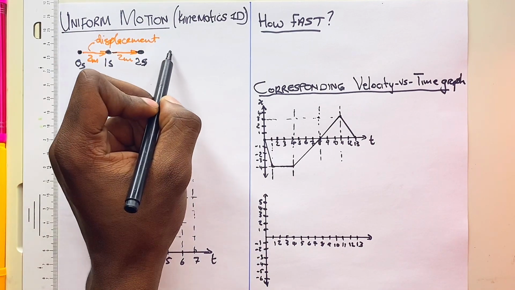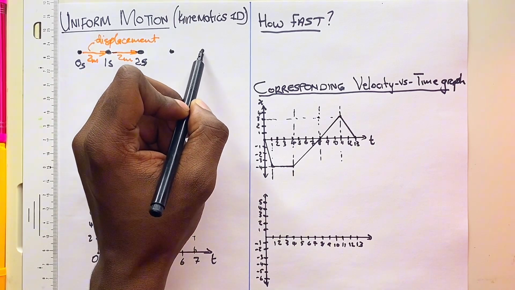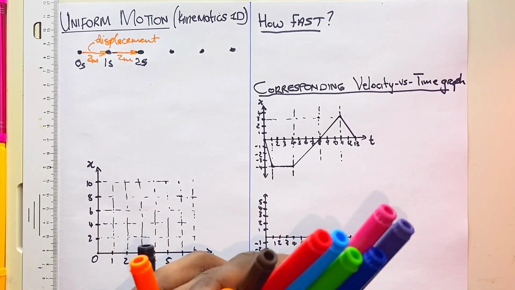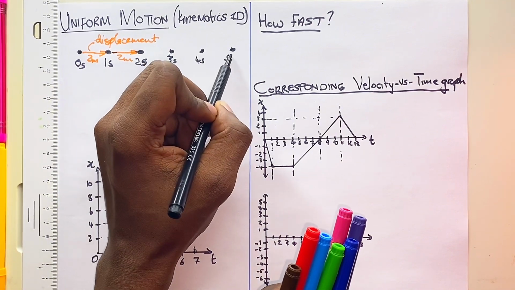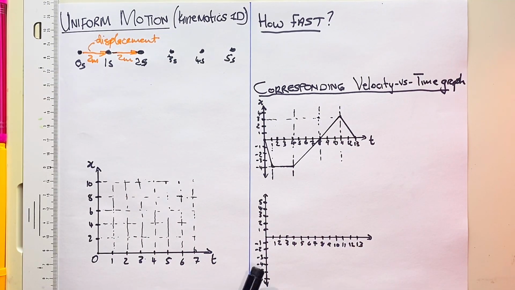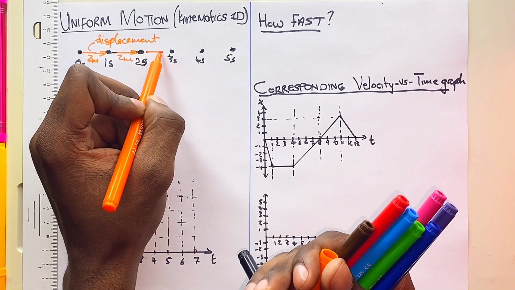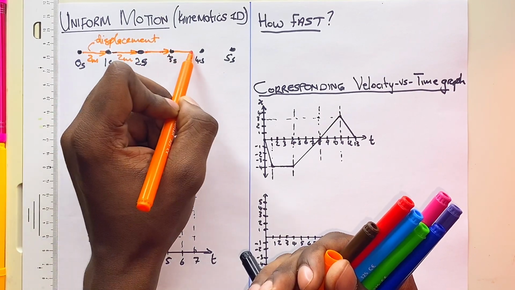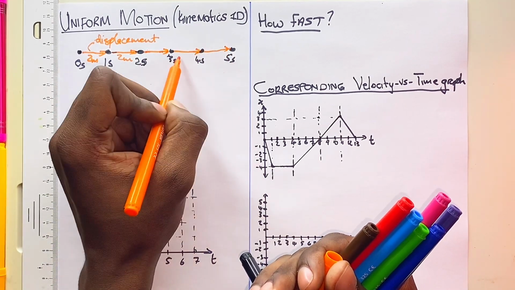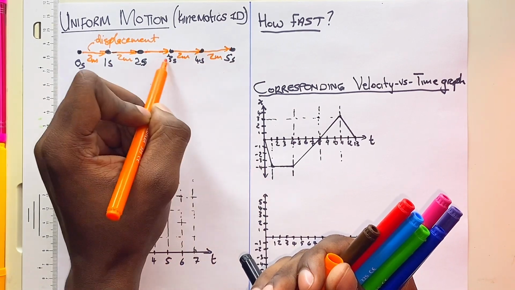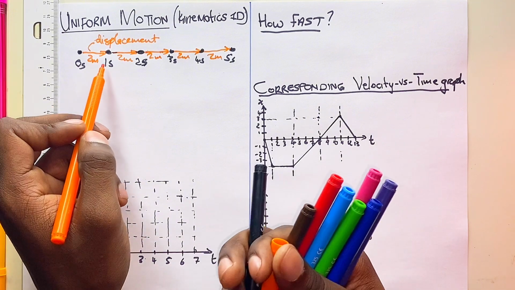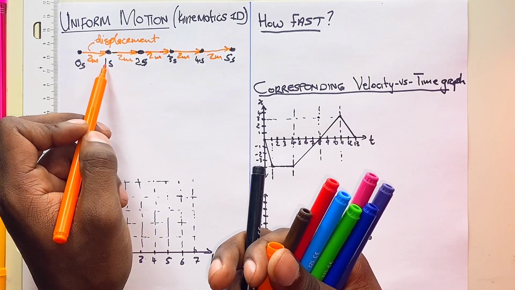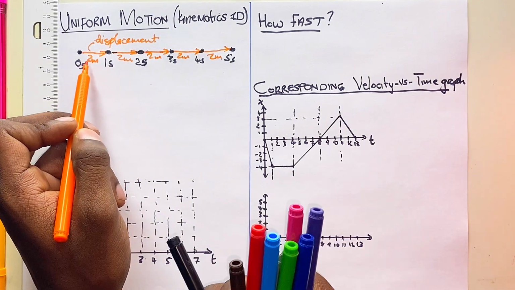And then he keeps moving and moving and moving steady like that. For every second that he moves, we found out that he moved 2 meters. So I draw displacement 2 meters, 2 meters, and 2 meters. Now it shows that for every second that this person moves, they move 2 meters.